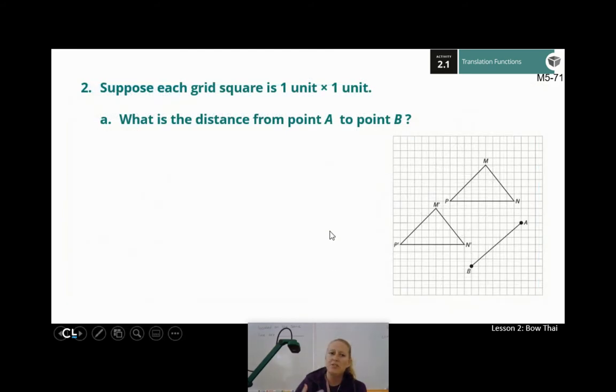So over on page 71, we have this lovely grid and you can draw on it and you can write on it. I have a question for you and you may have to think back. We did this earlier in the semester. What is the distance from point A to point B? Go ahead, hit pause, see if you can remember how to do this and then hit play when you're ready to check your work.